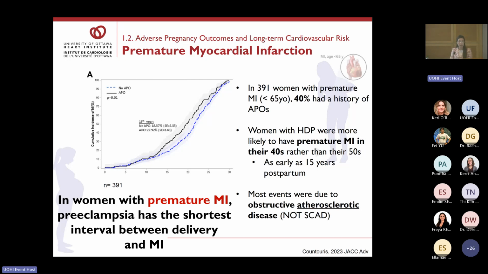And we're seeing that women with hypertensive disorders of pregnancy are more likely to have premature MI in their 40s rather than their 50s. And preeclampsia was actually the one that had the shortest interval between the delivery and the MI. So these are young mothers with young kids having myocardial infarction. And I just want to mention that most of these MIs are plain old obstructive atherosclerosis. It's not SCAD. So just to keep that in mind.